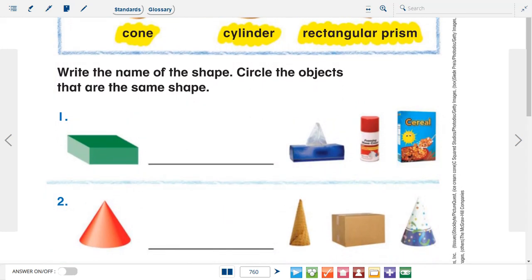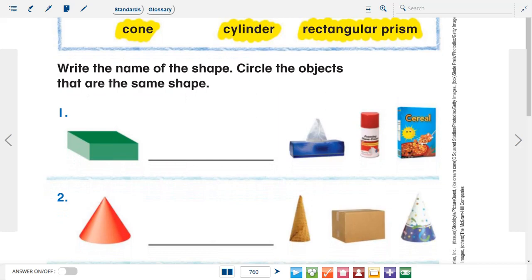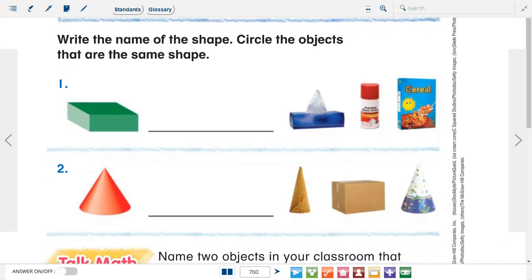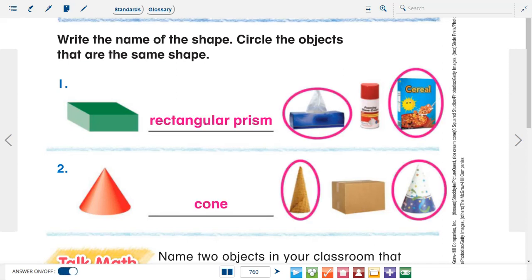Now this shape is a rectangular prism. Which one of those is a rectangular prism? The tissue pocket? Yes. And this cereal? Yes. So both of them are rectangular prisms. Okay, now the cone. Which one looks like the cone? The party hat or the ice cream cone? Yes, both of them. So again, rectangular prism like the tissue pocket or the cereal pocket, the cone like the ice cream cone and the hat. This kind of hat, okay? Let's see the next page.